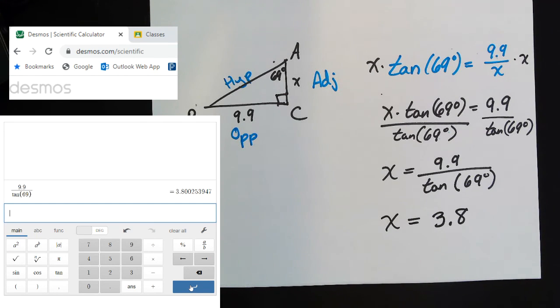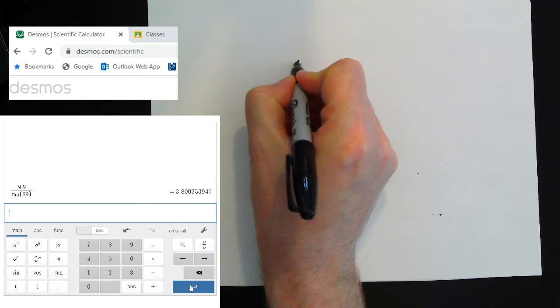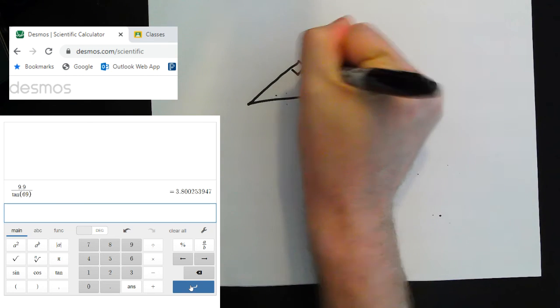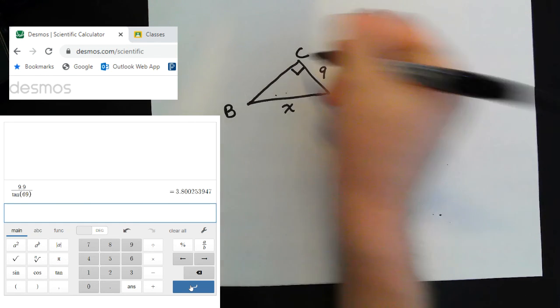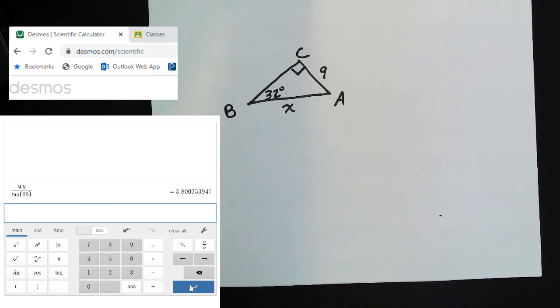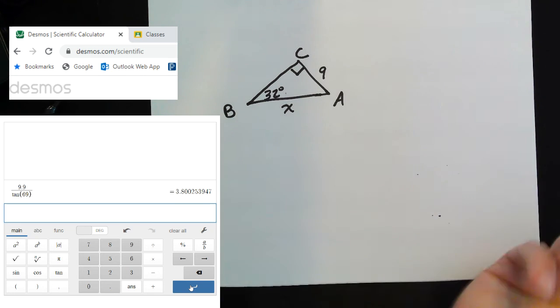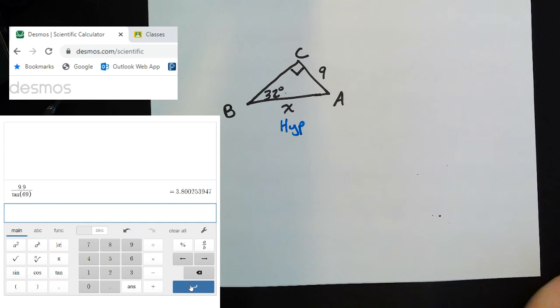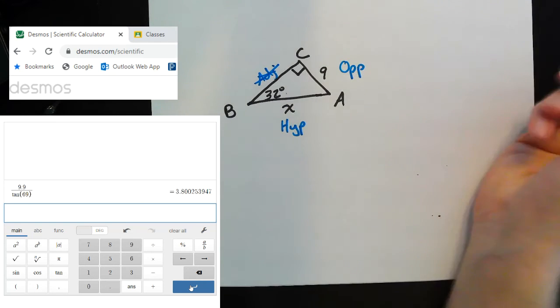Let's do one more. Let's think about another triangle with a right angle peak, sides of 9, unknown hypotenuse x. We'll label this. Angle B is 32 degrees. So if we want to find x, and we know 9, and right now it's easiest to see the angle B is 32 degrees, we're going to label our sides in relation to the angle we know. X is the hypotenuse across from C. 9 is the opposite side. So adjacent is the one we don't know. Don't need to know that.